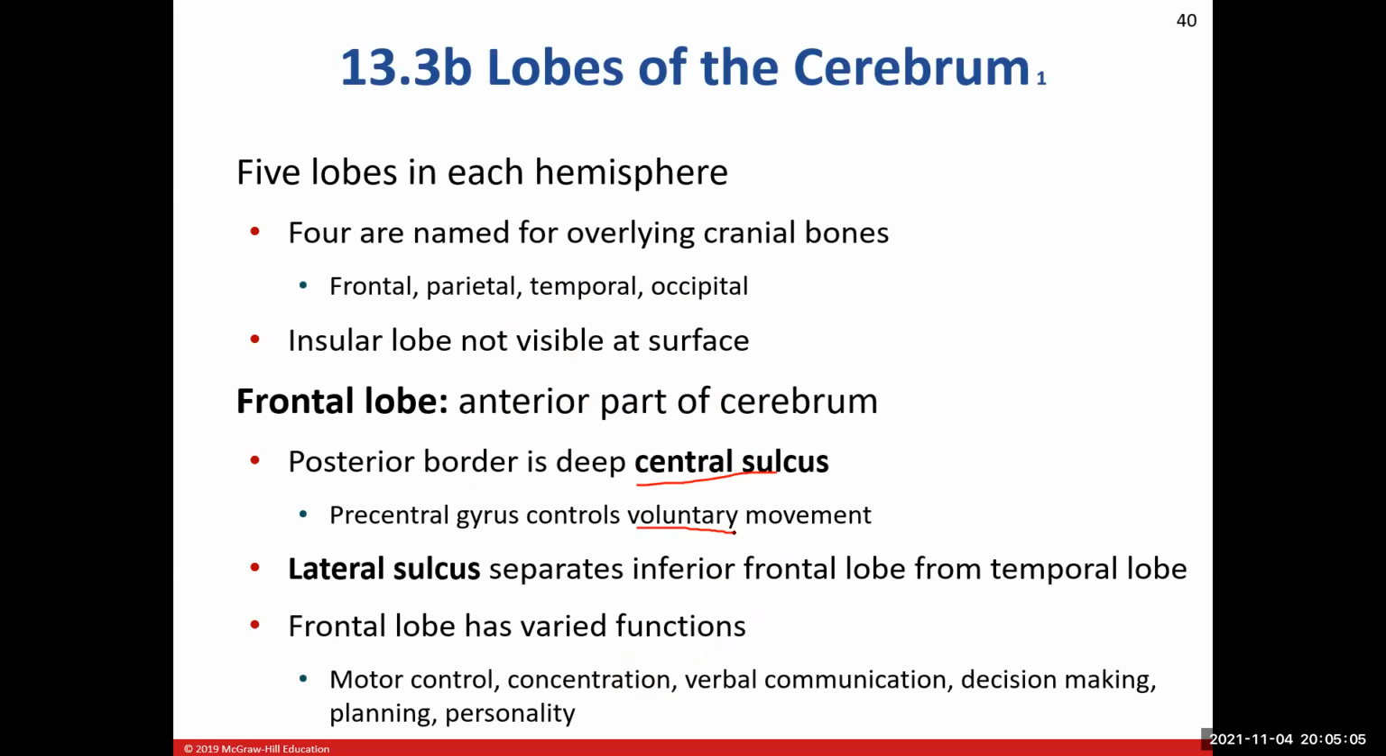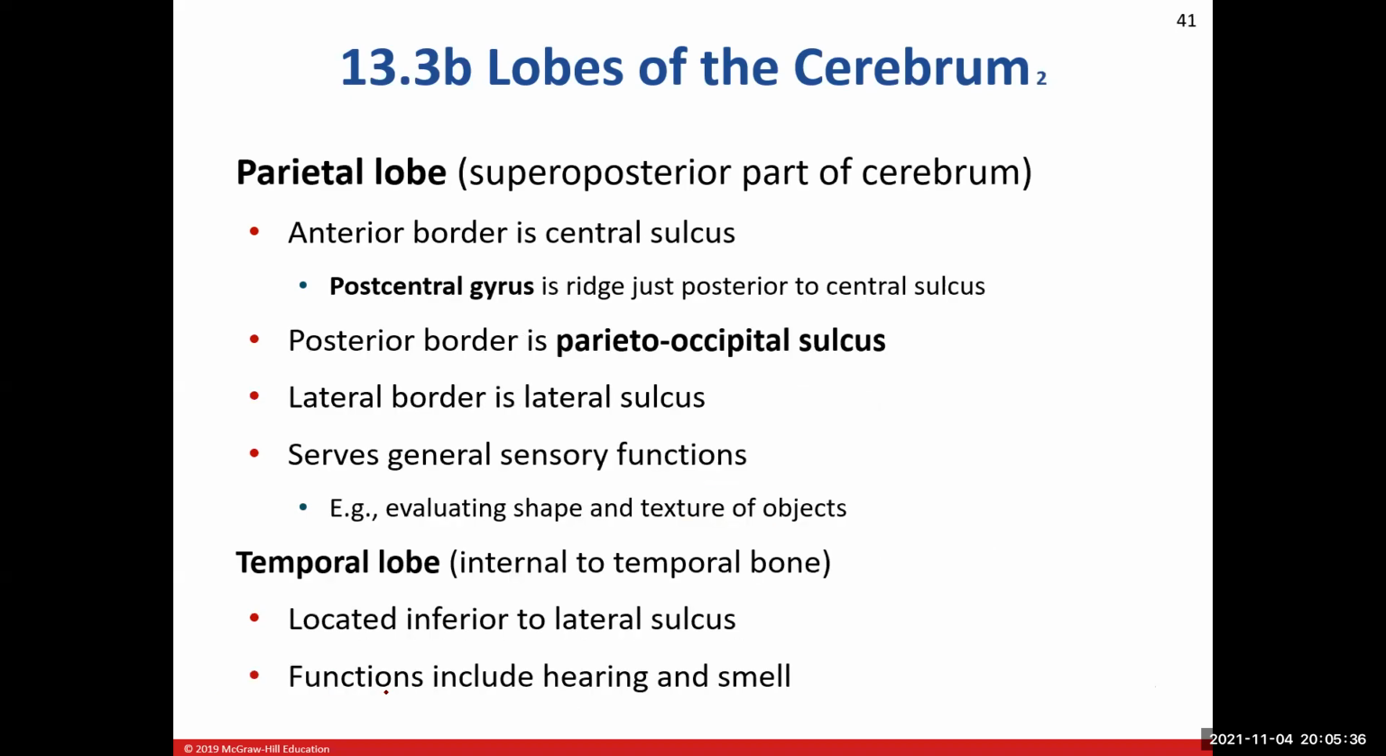If we go inferior down along the frontal lobe to the lateral portion, we'll see one of our boundaries, the lateral sulcus, is going to separate the frontal lobe from the temporal lobe. And you can see here the list of all the different functions that are found in the frontal lobe. Obviously, motor control, because we just talked about that, the precentral gyrus, concentration, verbal communication, decision-making, planning, personality, judgment. I mean, there's a whole list, on and on and on.